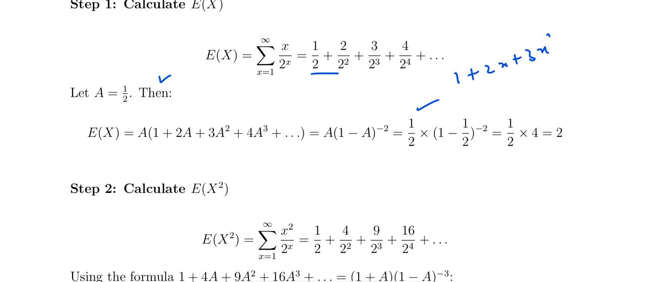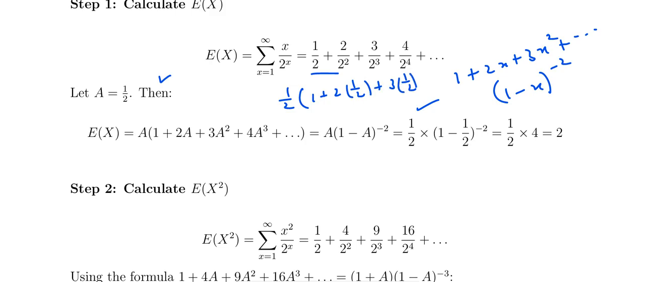1 plus 2x plus 3x square plus and so on. So this is nothing but (1 minus x) whole power minus 2. Okay, here if you collect 1 by 2, you get 1 plus 2 into 1 by 2 plus 3 into (1 by 2) whole square plus and so on. So this is x here. So it is 1 by 2 into (1 minus x) whole power minus 2.